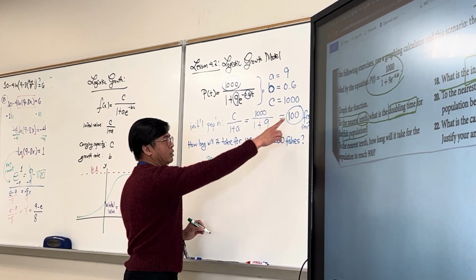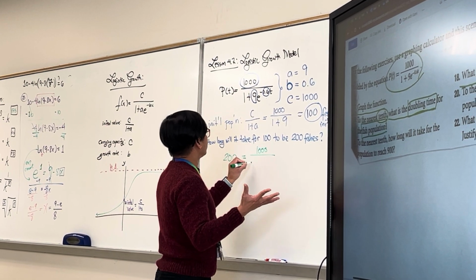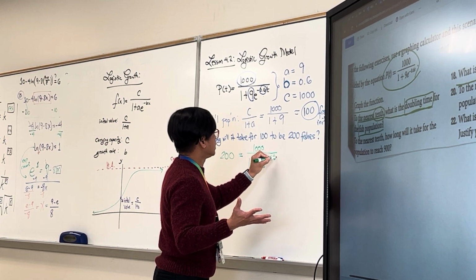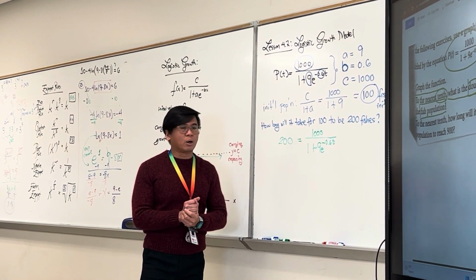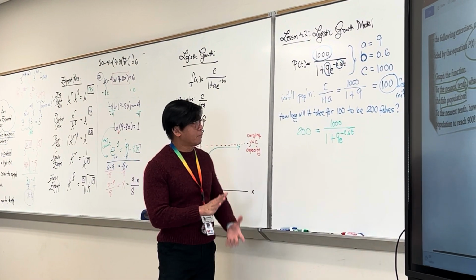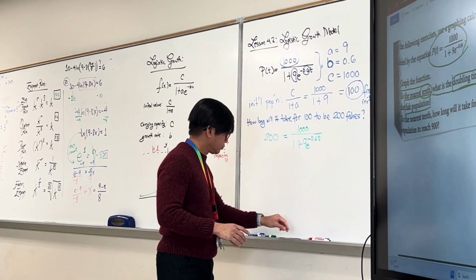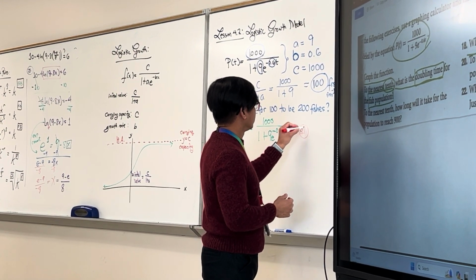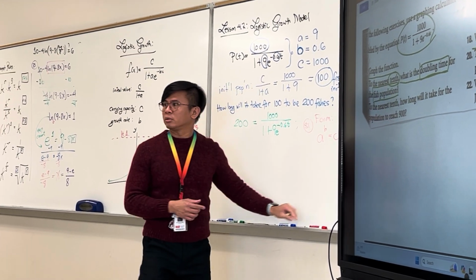So you double 100, 200, is equal to what? 1,000 all over 1 plus 9E to the negative 0.6T. And again, you're solving for the T. Are we good? So in here, we're going to use our exponential equation method from a while ago. So what's the best thing to do? Step 1: write it in the form A to the B is equal to C.